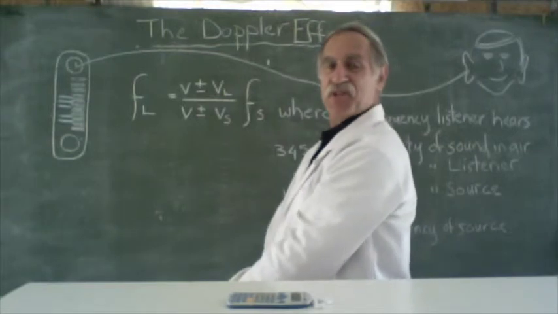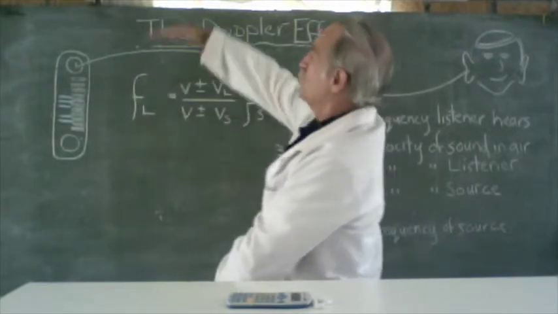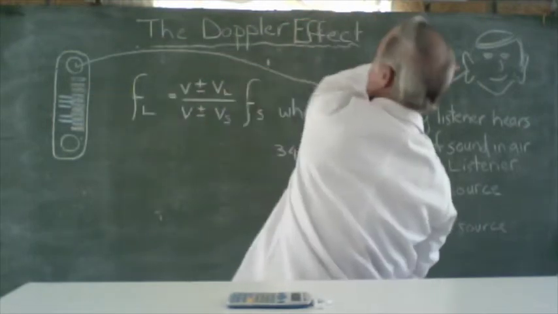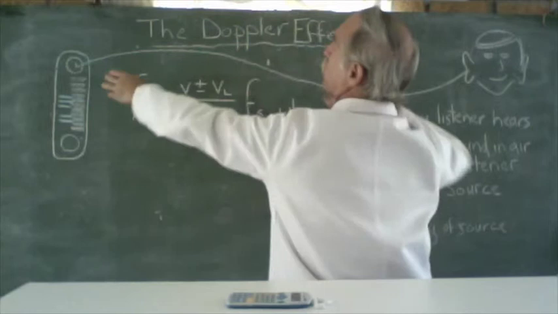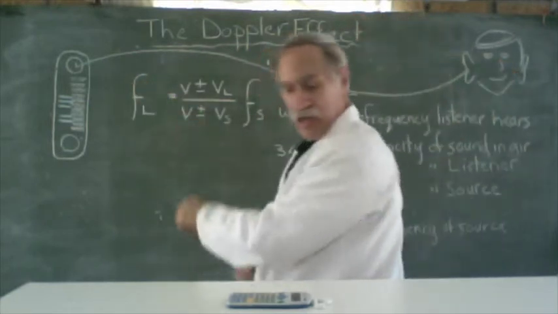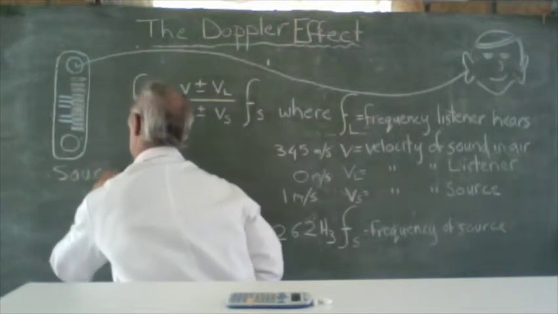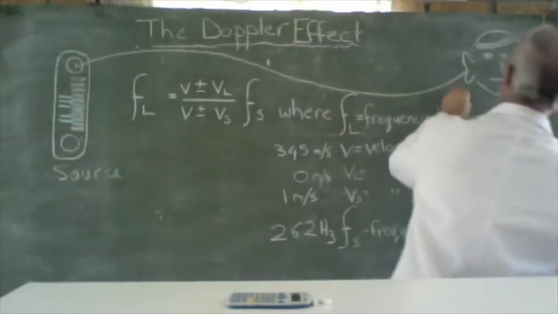Now we know that sound produces a longitudinal wave. In a transverse wave, the particles move at right angles to the direction of movement of the wave, which is from the source to the listener. So this is the source and this is the listener.